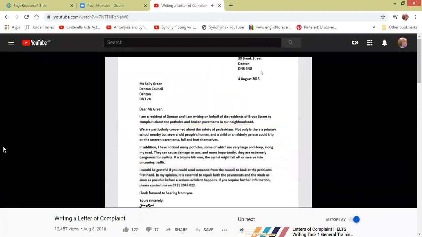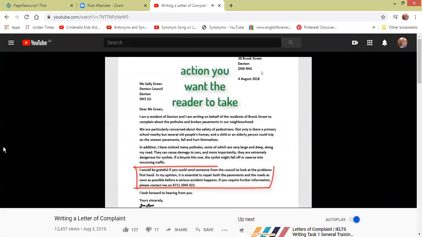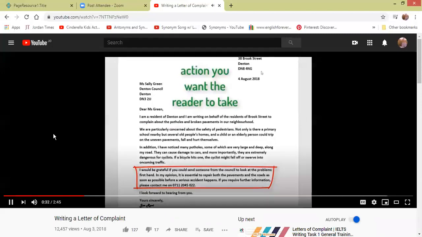And then finally, in the conclusion, you say what action you want the reader to take. Okay, so I've written the letter of complaint because I want to complain. But I'm not complaining because I want to be whiny and I want to be annoying. No, because I want a solution. I want you to replace my calculator. I want you to give me the food I ordered. I want you to give me better service.